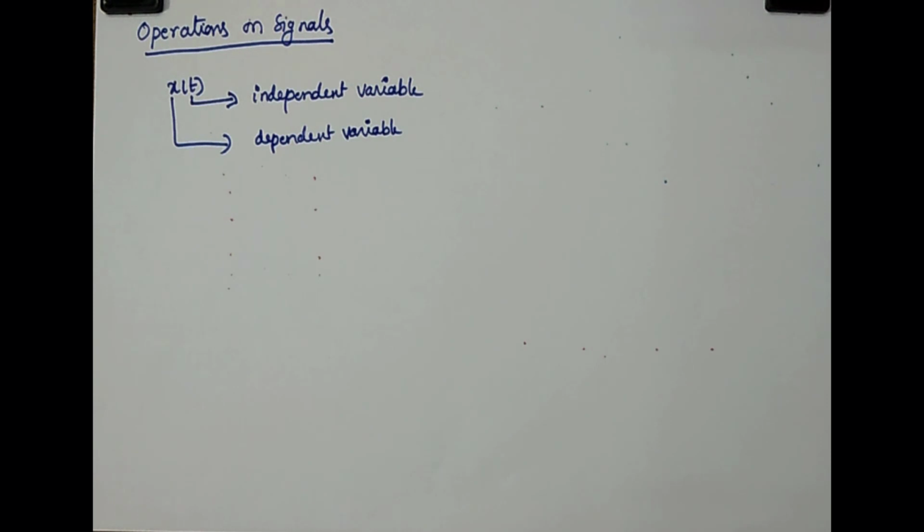Then what is the purpose of doing some operations on signals? See, we all know signals carry information. So by doing some operations on the signals, the theme of these operations is to get good information, to get exact information, to get better information. That is the main objective of operations on signals. Okay, so now let us start.